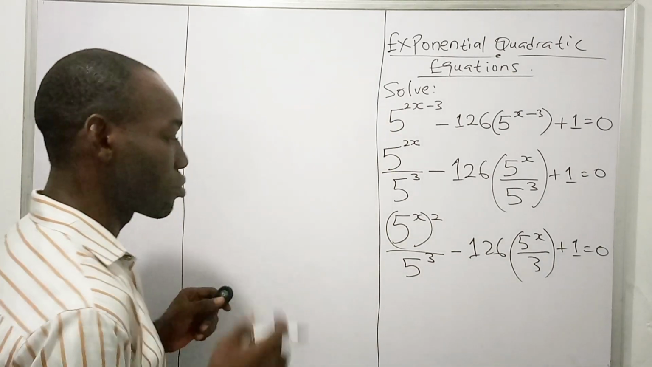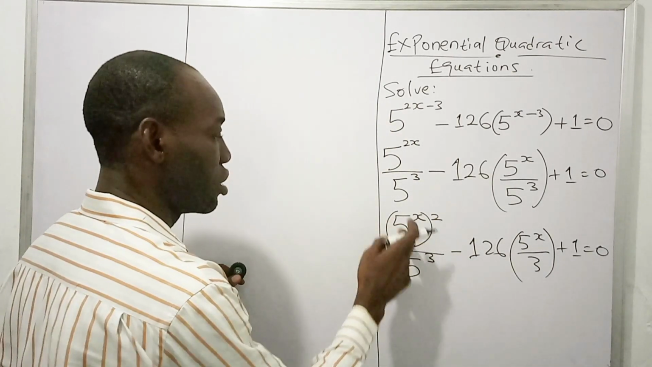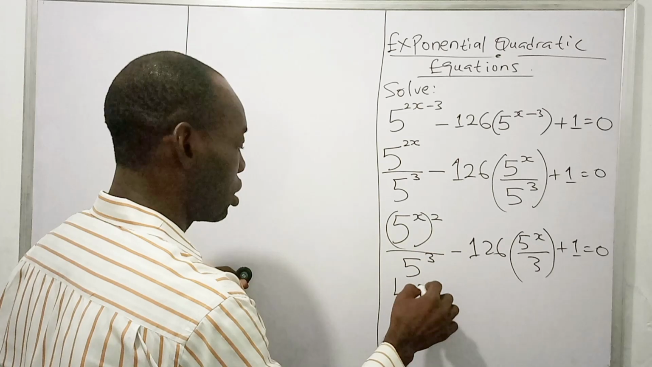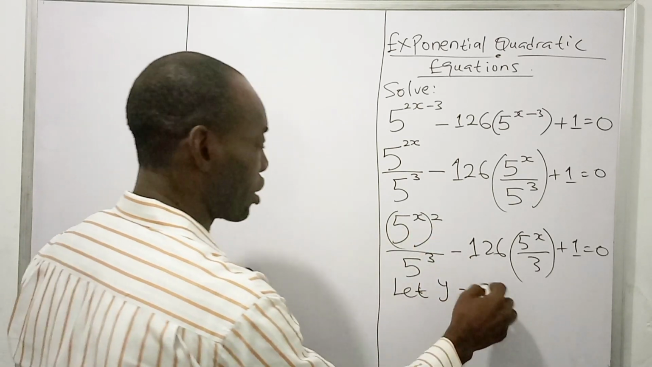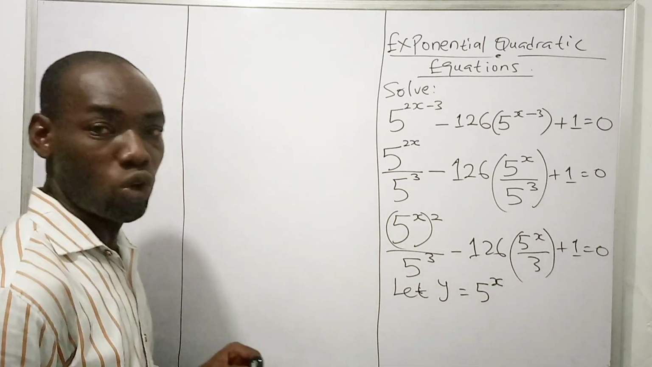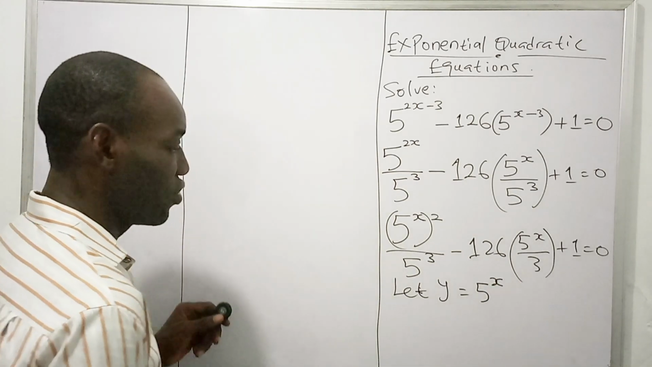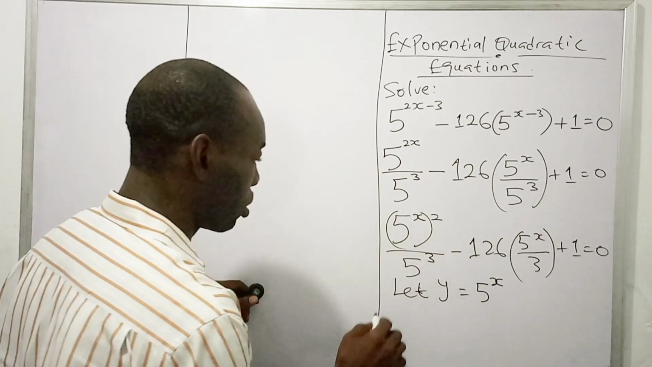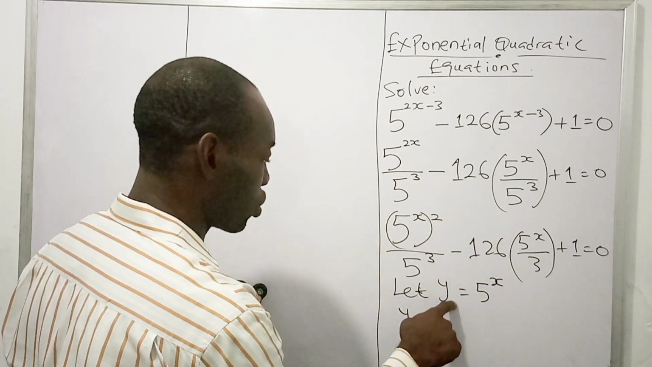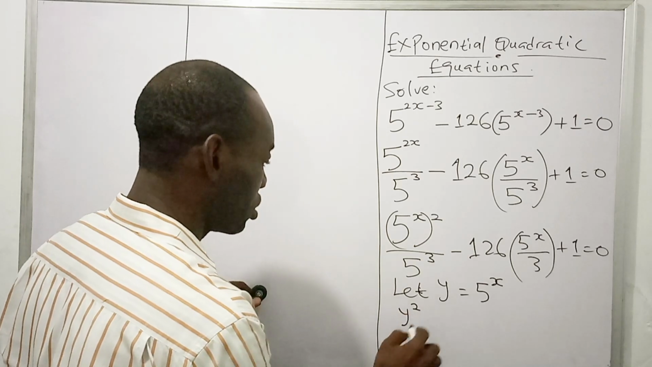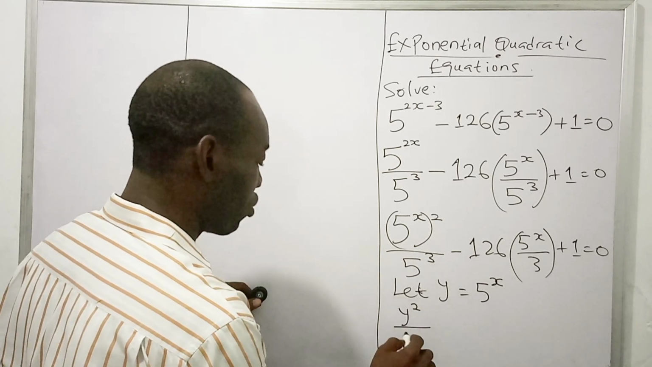Now from here, we're going to give this term a name. So we can say, okay, let y equal 5 raised to the power x. If we say that, here becomes y, since 5 raised to the power x is equal to y. Now, y squared, all over 5 raised to the power 3.